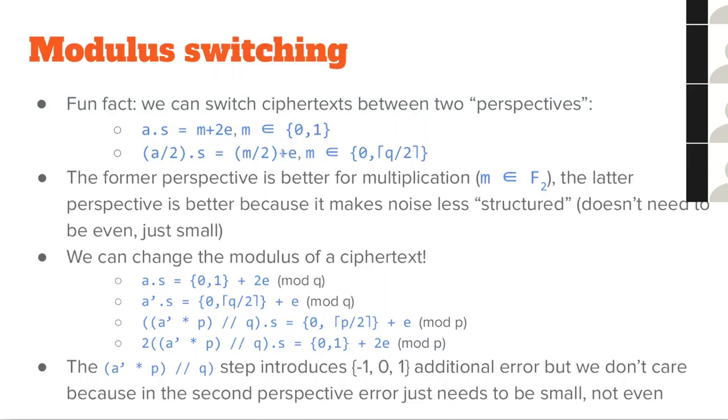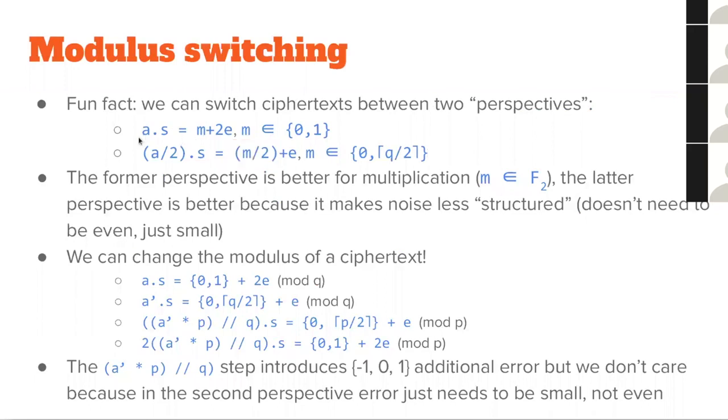And M over 2: 0 divided by 2 is 0, and 1 divided by 2 is the ceiling of Q over 2, half your modulus. So if your modulus is, say, 999, then 1 divided by 2 is going to be 500, because 500 times 2 is 1,000, which modulo 999 reduces to 1. And so you can take a ciphertext of this form, divide your A by 2, and convert it into a ciphertext where instead of your message being in the lowest bit, your message is in the high order bits.